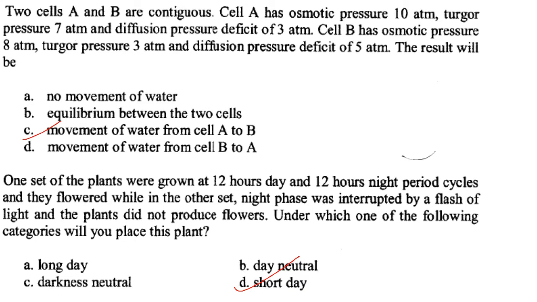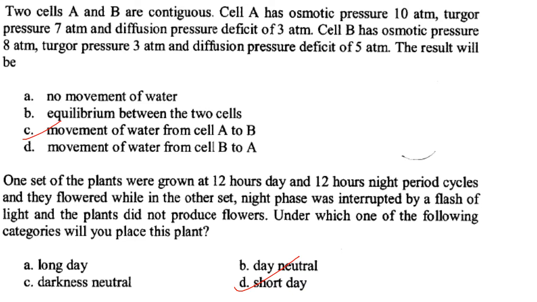Then one set of plants were grown at 12 hours day and 12 hours night period cycles, and they flowered, while in the other set night phase was interrupted by a flash of light and the plants did not produce flowers. Under which one of the following categories will you place these plants?